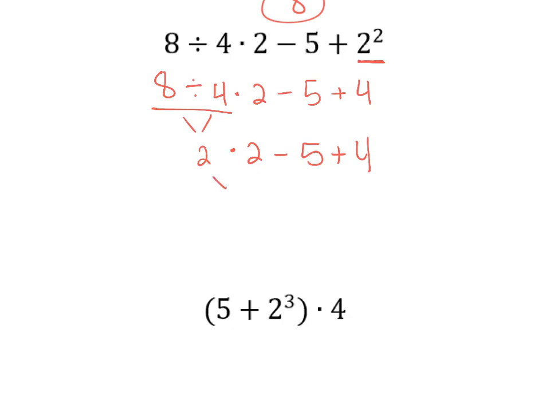Now I do my multiplication. That becomes 4 minus 5 plus 4. Now I add or subtract whichever comes first, left to right. I see subtraction first. So 4 take away 5 is a negative 1 plus 4. Negative 1 plus 4 is positive 3.